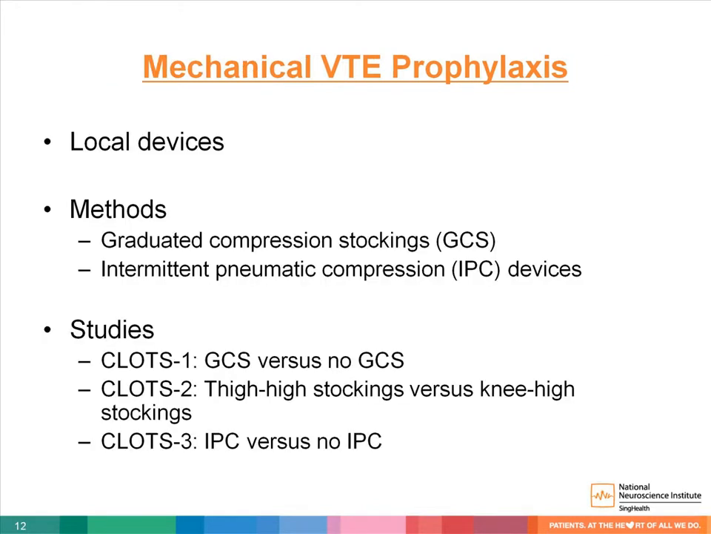We now move on to discuss mechanical prophylaxis for VTE in stroke patients. Mechanical prophylaxis of VTE encompasses local devices which mitigate venous stasis in the deep leg veins and increase venous blood flow velocity. The commonly used methods include graduated compression stockings, abbreviated as GCS, and intermittent pneumatic compression, or IPC, devices.